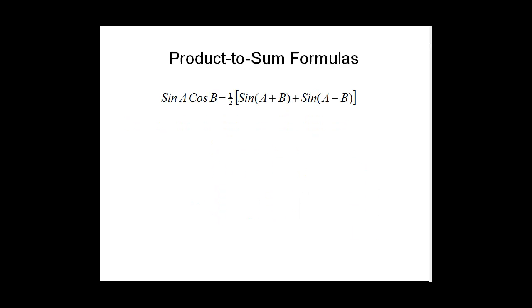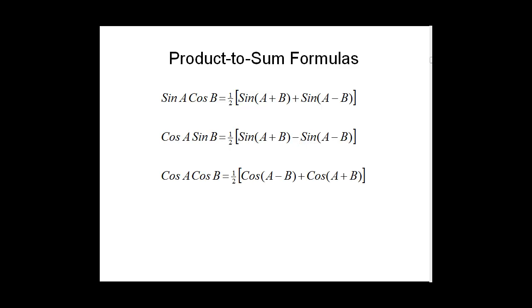Okay, getting down to the actual formulas. The product to sum formula: if you have sine times cosine, it turns into 1/2 sine add plus sine subtract. Cosine with sine is 1/2 sine add minus sine subtract. So these are very, very similar. The only thing that changes is the plus to minus in the middle.